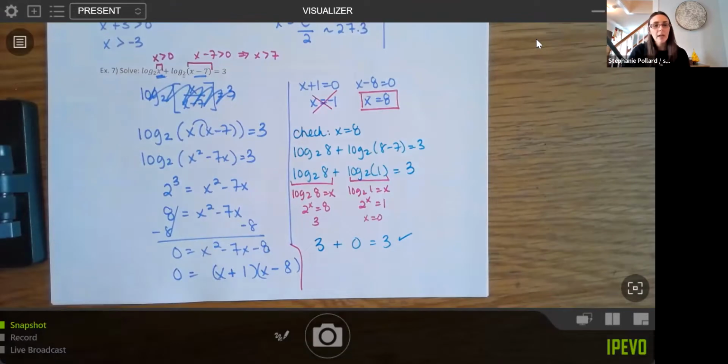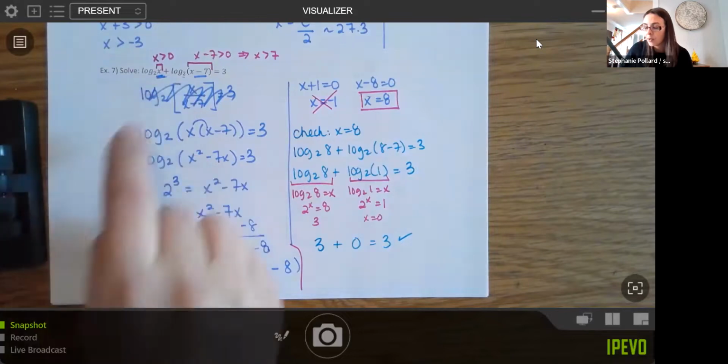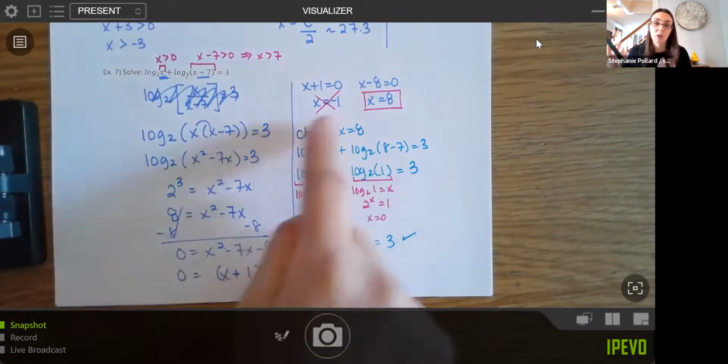So again, with those log equations, just be really careful. There's a lot of opportunity for domain issues in particular, making sure your base obviously is positive as well. But those domain issues, you really have to watch out for those. Sometimes we do get those extraneous solutions when solving.